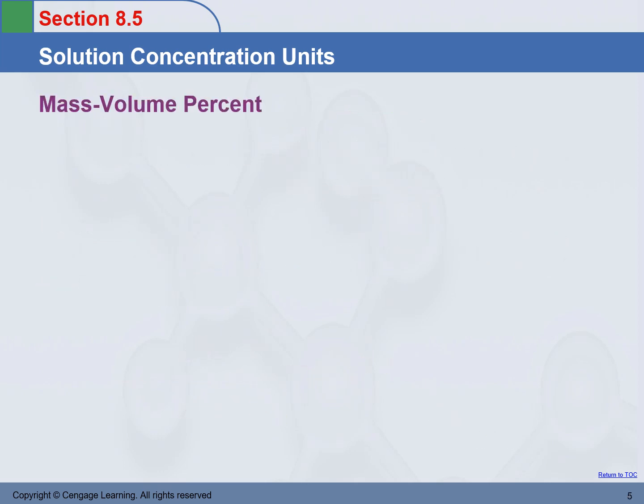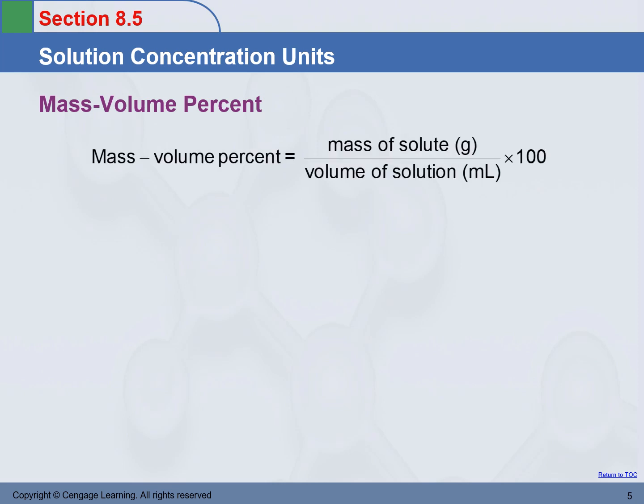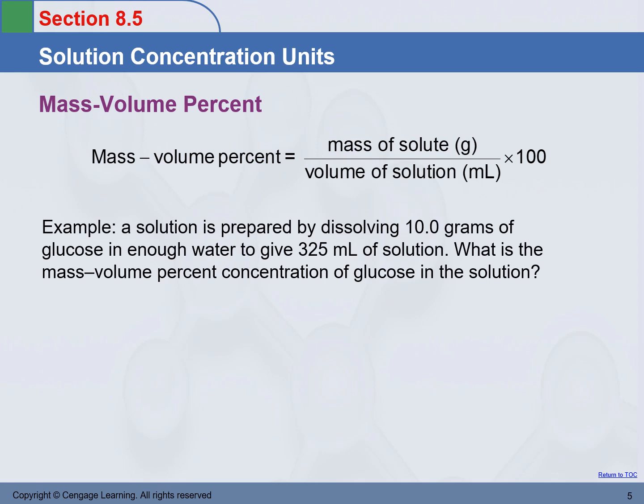Now the third kind of percent concentration, mass over volume percent. Mass volume percent equals the mass of the solute divided by the volume of the solution. The mass needs to be in grams, the volume in milliliters. Again, it is the volume of the solution. Then multiply it by 100 to convert it to a percentage. A solution is prepared by dissolving 10 grams of glucose to give 325 mL of solution. What is the mass volume percent?